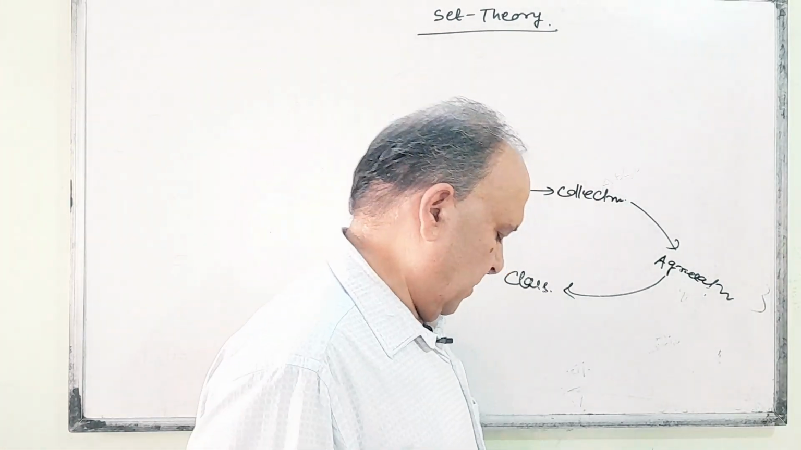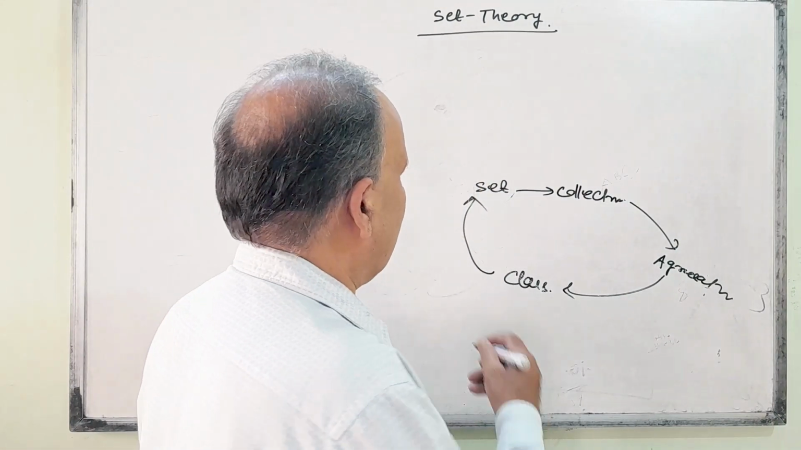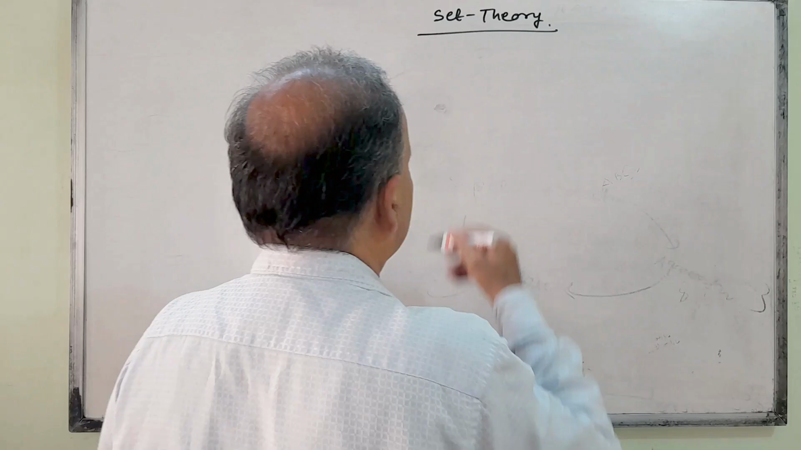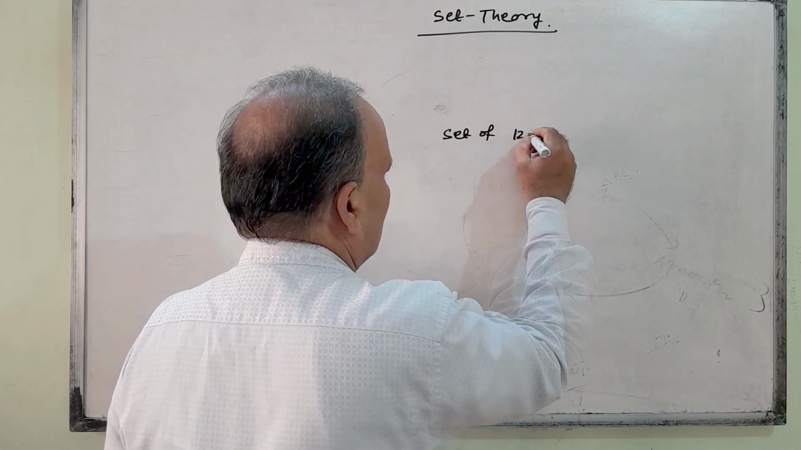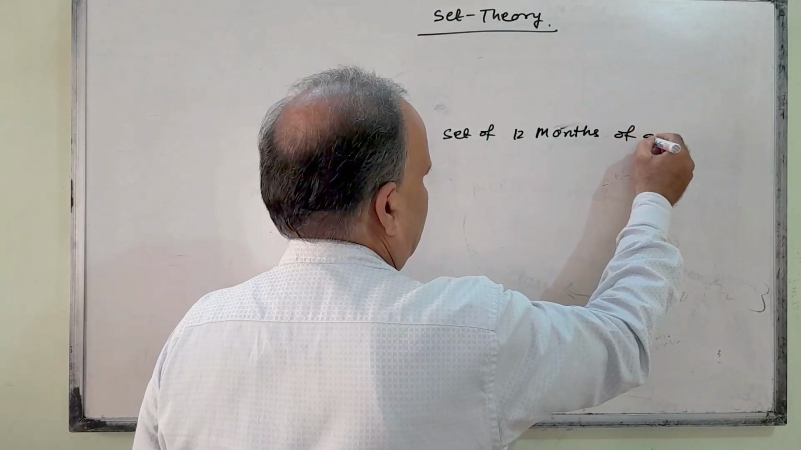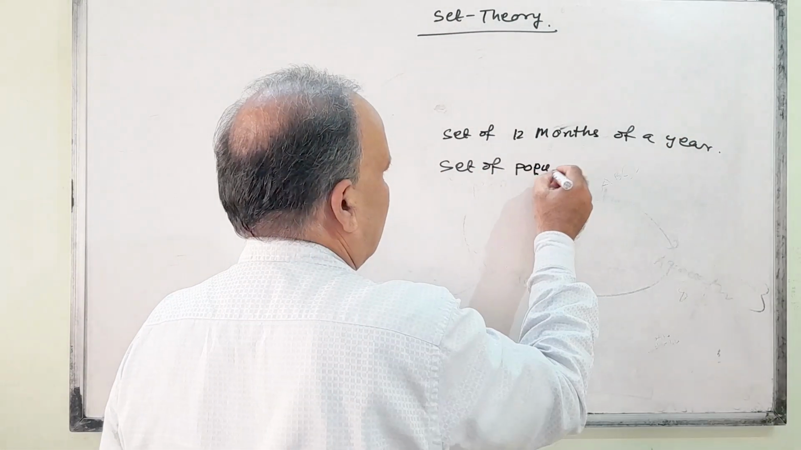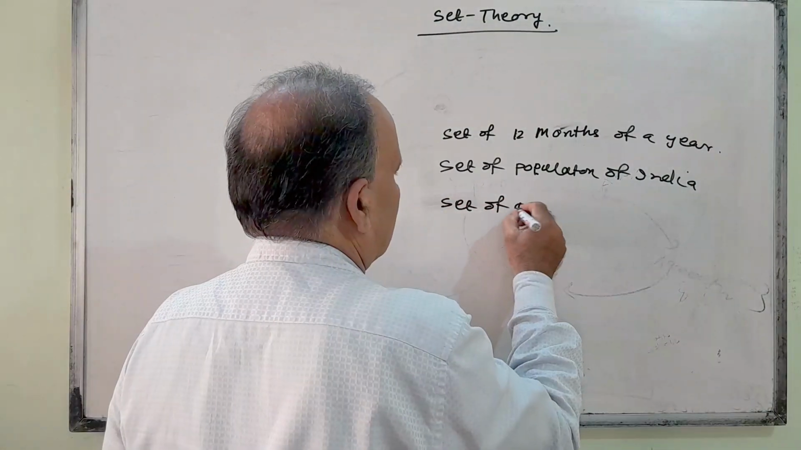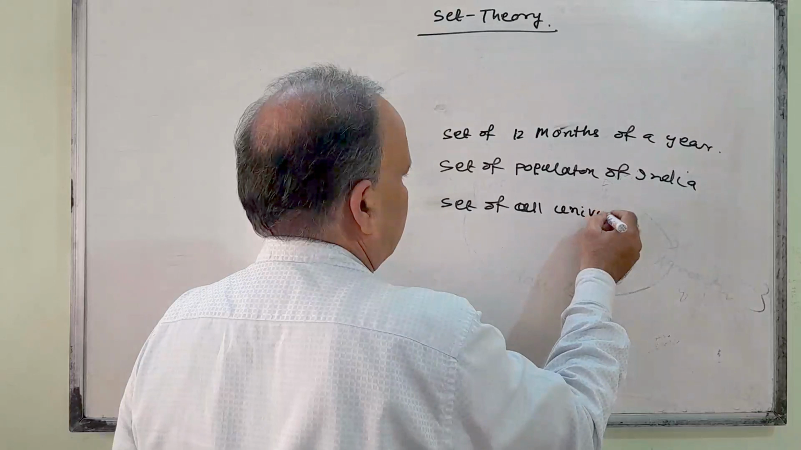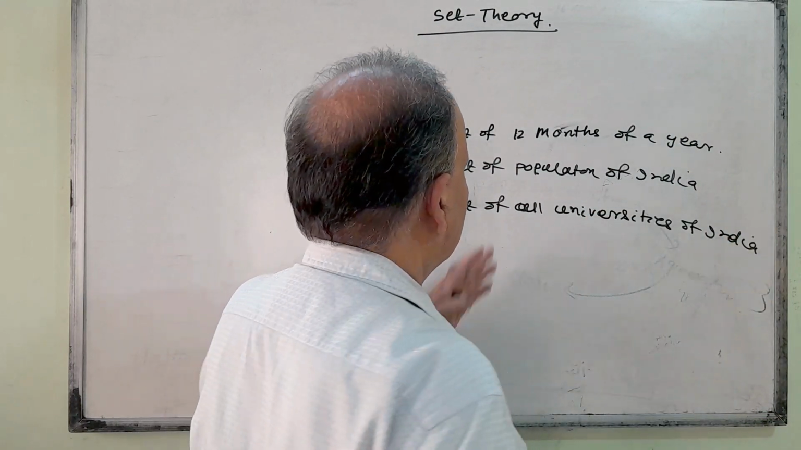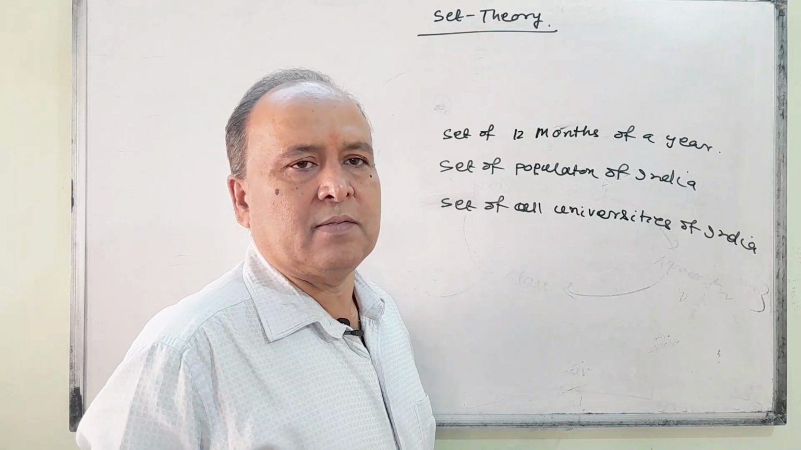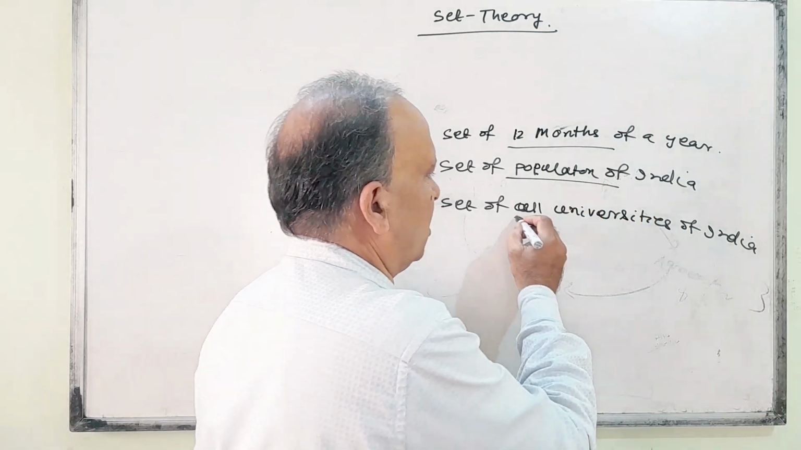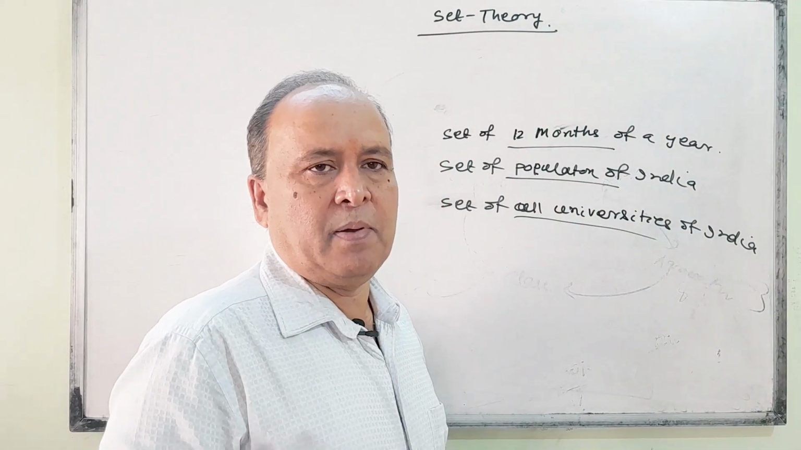You see another thing. I am giving you some other examples of sets which are well defined, like this: the set of 12 months of a year, the set of population of India, all universities of India. All these are sets because these are well defined.